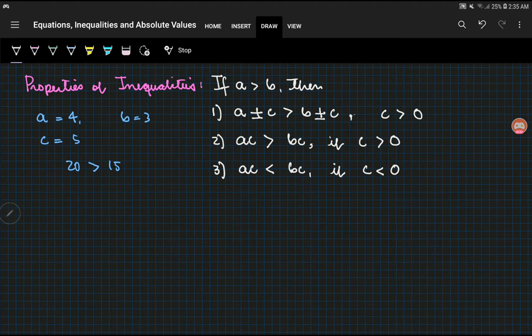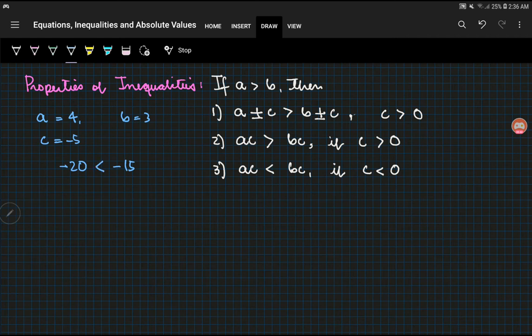So now if we have C less than 0 and we multiply it with both sides of the inequality, it will change the sign of the inequality. For example, let's say I change C here with negative 5. So AC, 4 multiply negative 5 is negative 20. And BC, 3 multiply negative 5 is negative 15. So obviously, negative 20 is less than negative 15. Am I right? Negative 20 is less than negative 15.